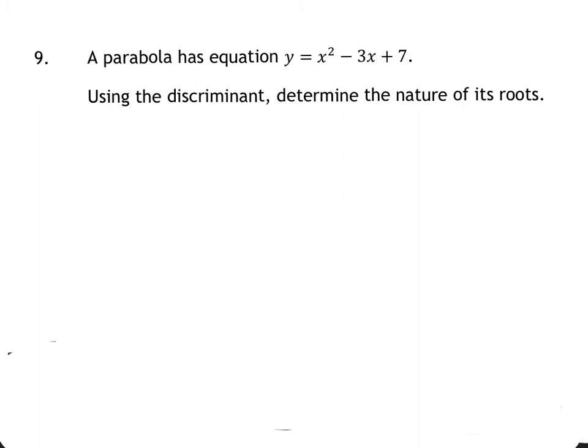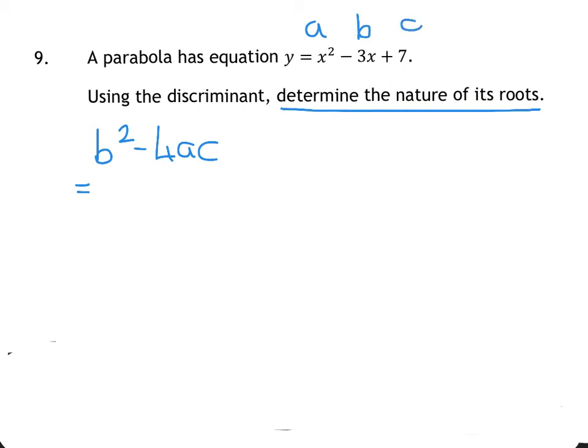Okay, we have to determine the nature of the roots using the discriminant. So they don't always tell you about the discriminant. Sometimes it just says determine the nature of the roots. Whenever you see that, you have to use the b squared minus 4ac. And whatever number comes out will tell us what the roots are. So remember, a is the first term, b is the middle term, and c is the end term.